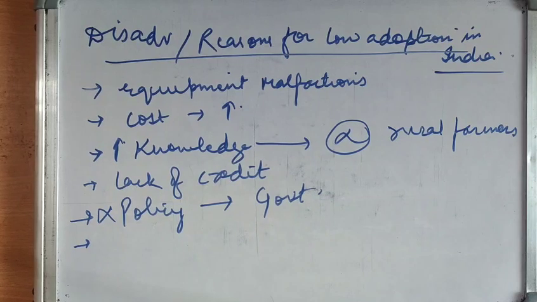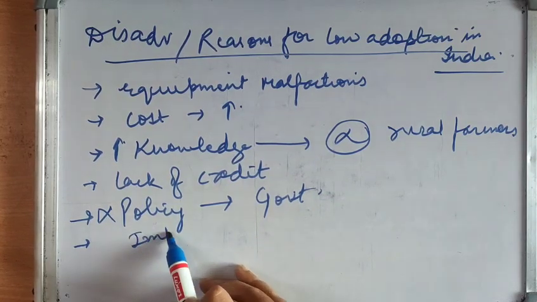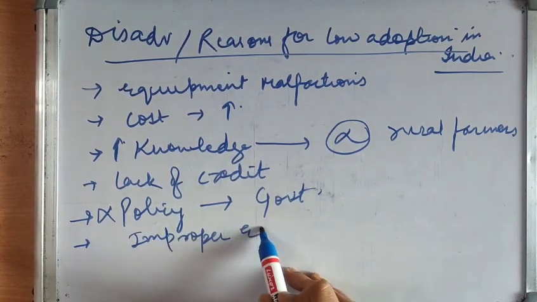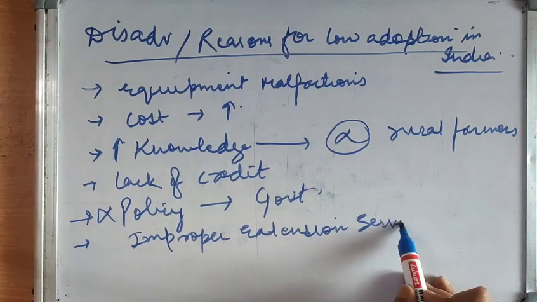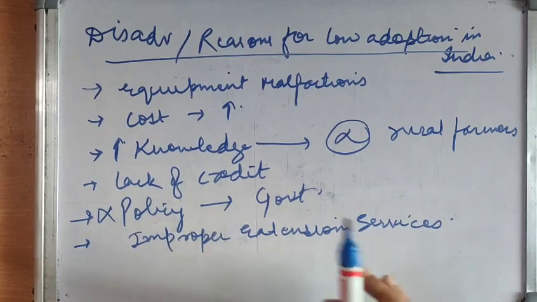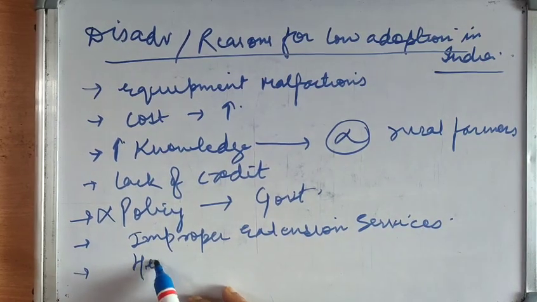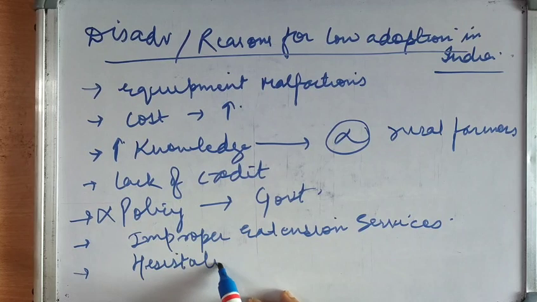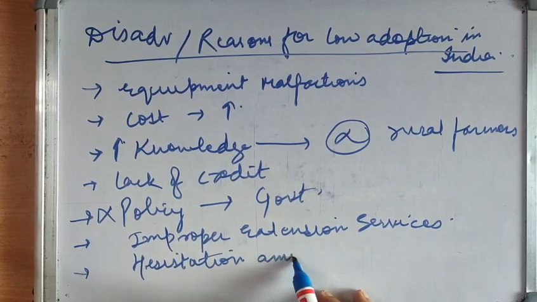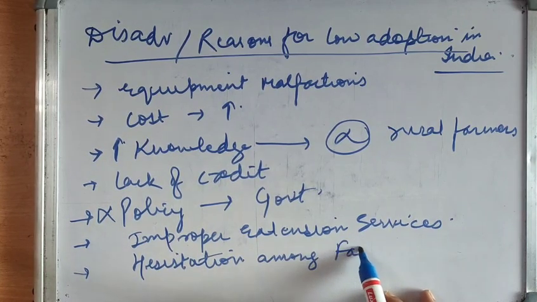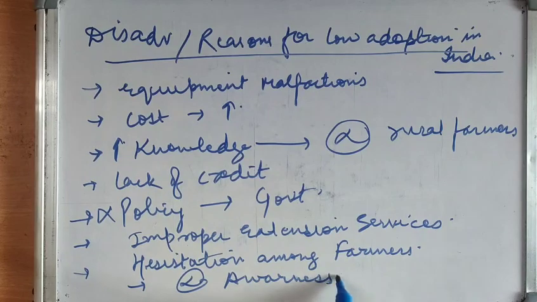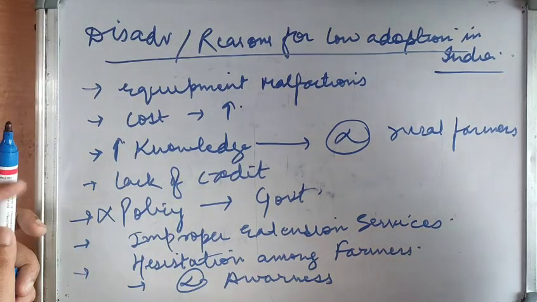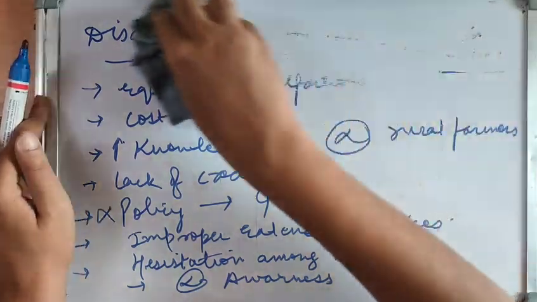There are improper extension services to inform farmers about this. There is hesitation among farmers to shift to this. Lack of awareness in rural areas. So these are some of the disadvantages which led to low adoption of greenhouse technology in India.